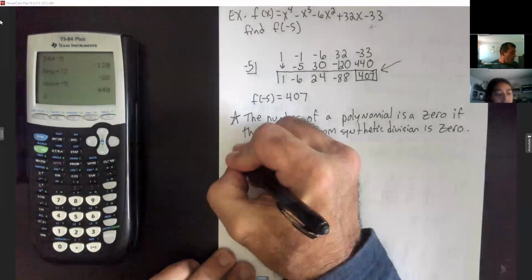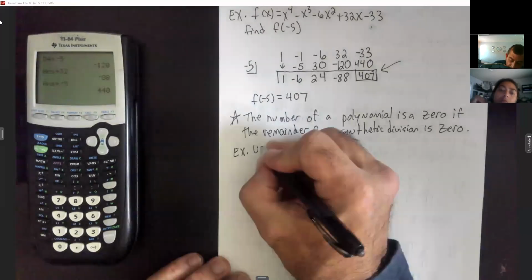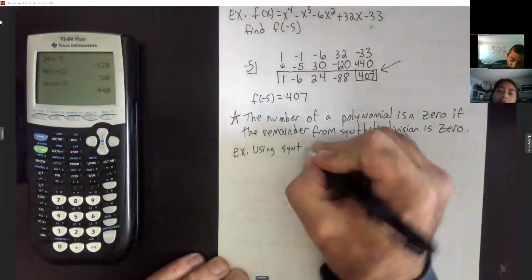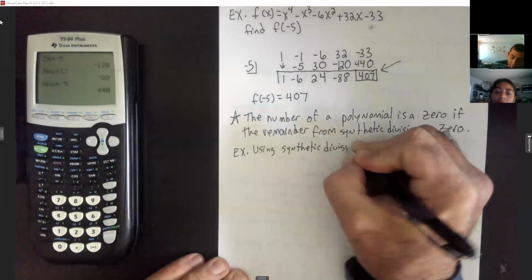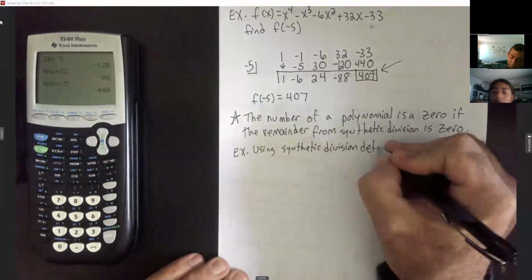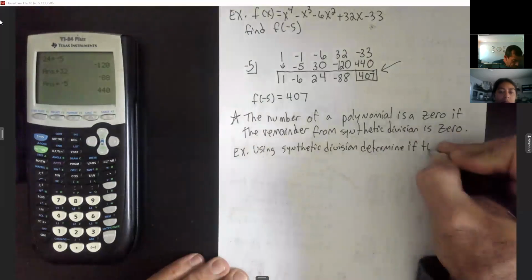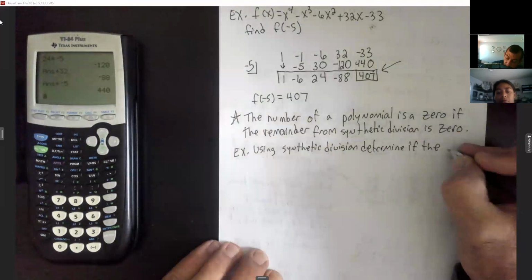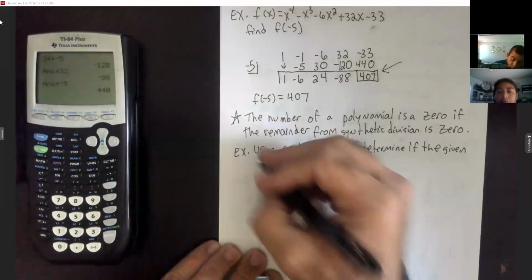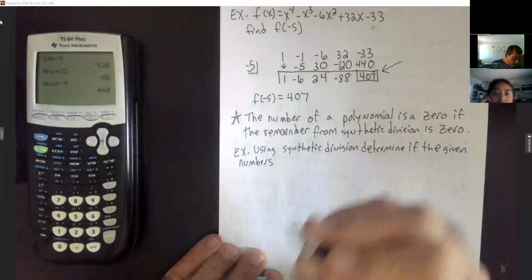So here we go. We're going to use synthetic division to determine if the given numbers are zeros of the polynomial.